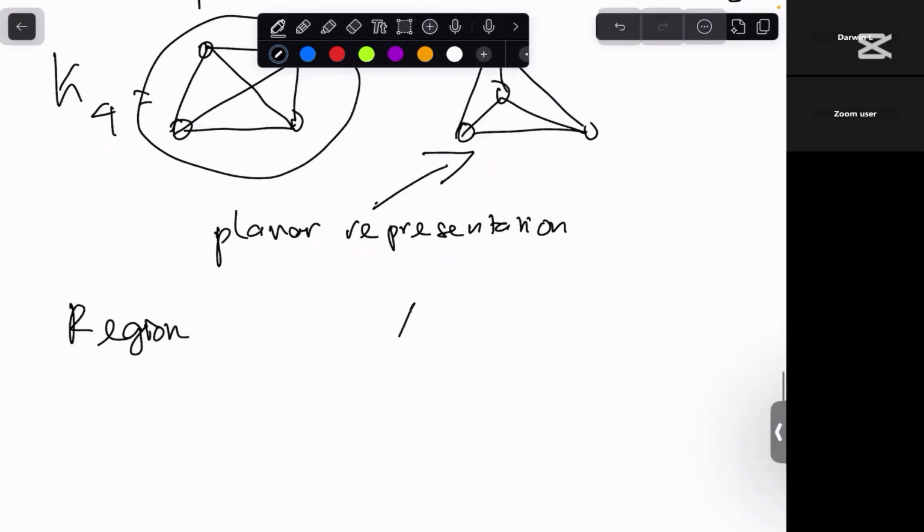As you see, the planar graph divides our plane into multiple different regions. For example, our K4 will have region 1 outside, region 2, region 3, and region 4.